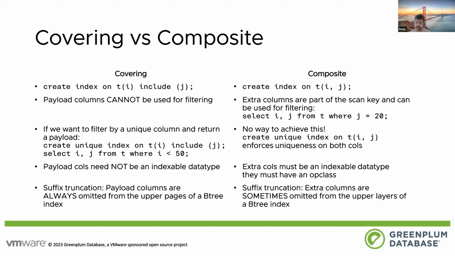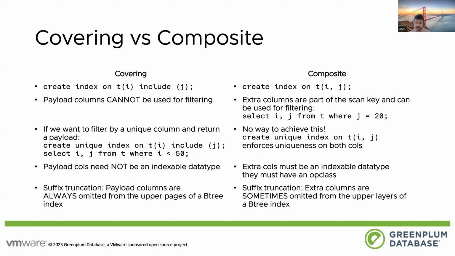Also, covering indexes, one of the interesting things is that the payload columns need not be of an indexable data type because it's just pure cargo. There's no logic to query or filter on the basis of it. Whereas extra columns here must have an indexable data type, that must have an op class and so on, right? So that's also an interesting distinction.